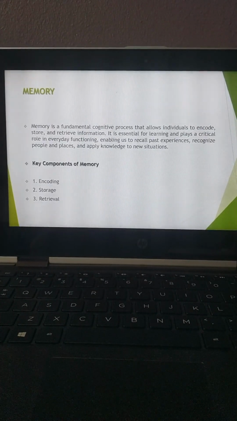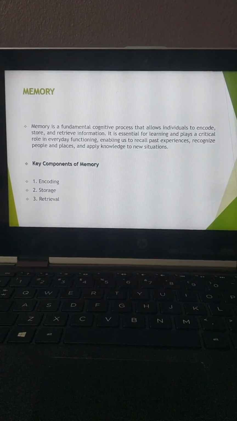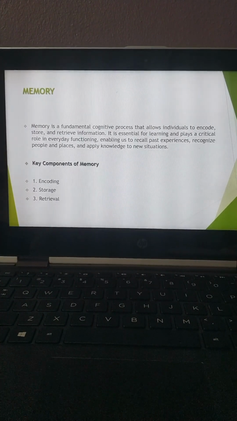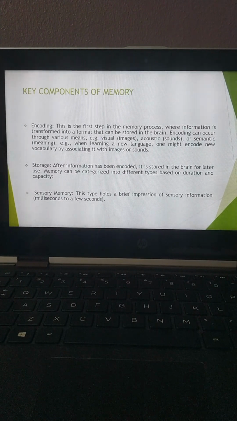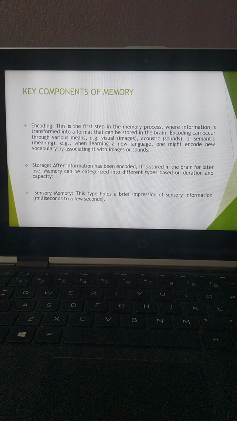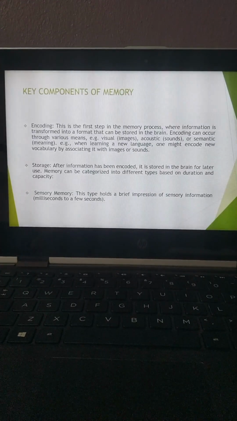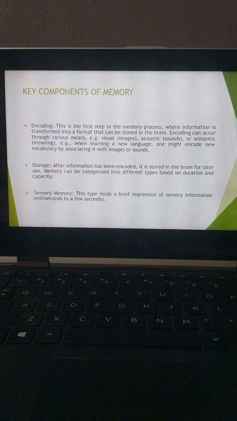We talked about the memory and the key components of the memory: encoding, storage, and retrieval. We explained them. We said encoding has to do with transforming information into a format that can be stored easily in the brain. We said storage has to do with how we are able to keep a particular information in the brain for later use.